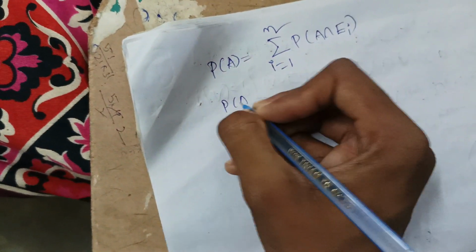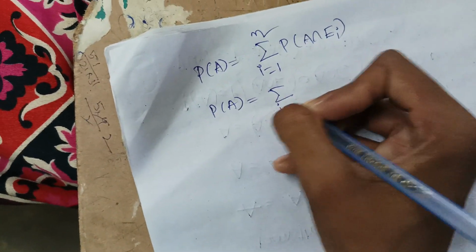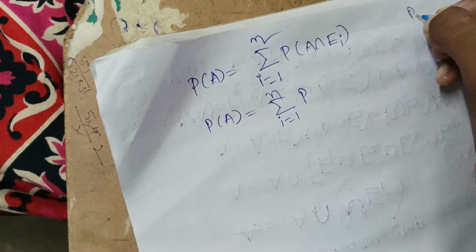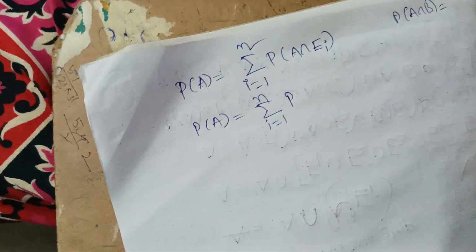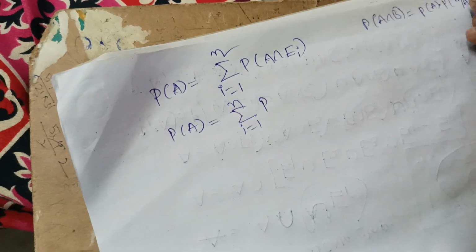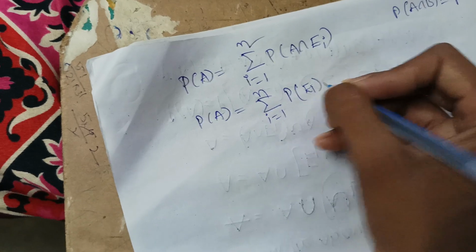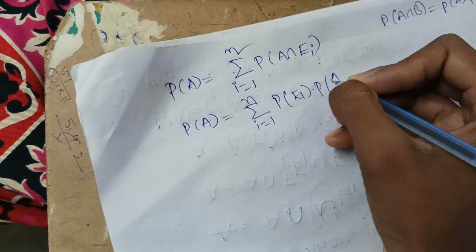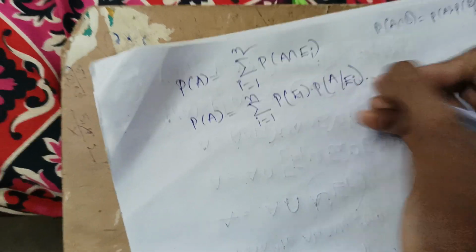That means P of A is equal to summation i is equal to 1 to n, according to the multiplication theorem, P of A intersection B is equal to P of A into P of B given A. That means P of Ei into P of A given Ei.